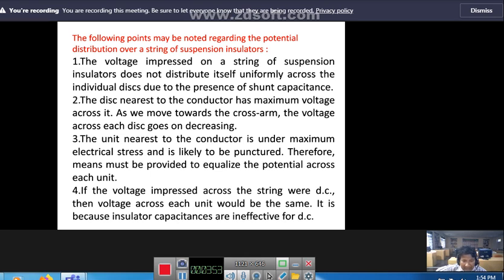The unit nearest to the conductor is under maximum electrical stress and is likely to be punctured. Therefore, the potential across each unit must be equalized. Because of the maximum voltage nearest to the conductor, the chances of breakdown are more. So, we have to provide equalized potential across each unit, then only can we reduce the electrical stress. If the voltage impressed across the string were DC, then the voltage across each unit would be the same, because insulator capacitances are ineffective for DC.